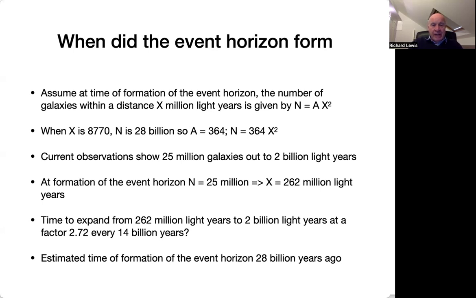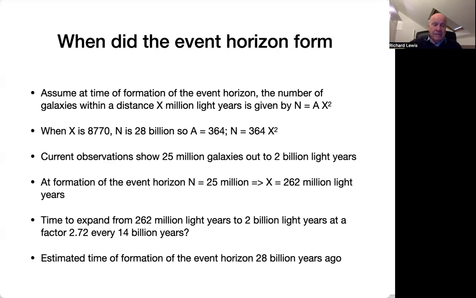Starting with that formula, where a we refer to as the distribution coefficient, we can see that our current observations show 25 million galaxies out to 2 billion light years. So if we go back to the formation of the event horizon, those 25 million galaxies, taking that value of n, would predict a value of x of 262 million light years. What that says is that at the time of the formation of the event horizon, those 25 million galaxies were located within 262 million light years from the center.